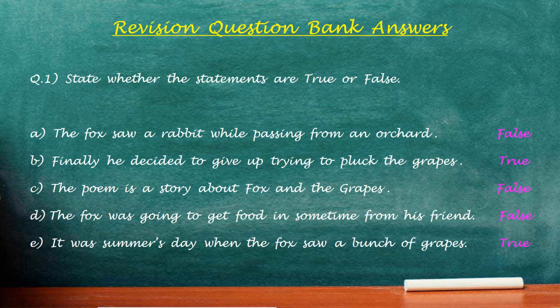Let us look at the answers. Your first question was regarding true and false. Number A. The fox saw a rabbit while passing from an orchard. False. Answer B. Finally, he decided to give up trying to pluck the grapes. True.